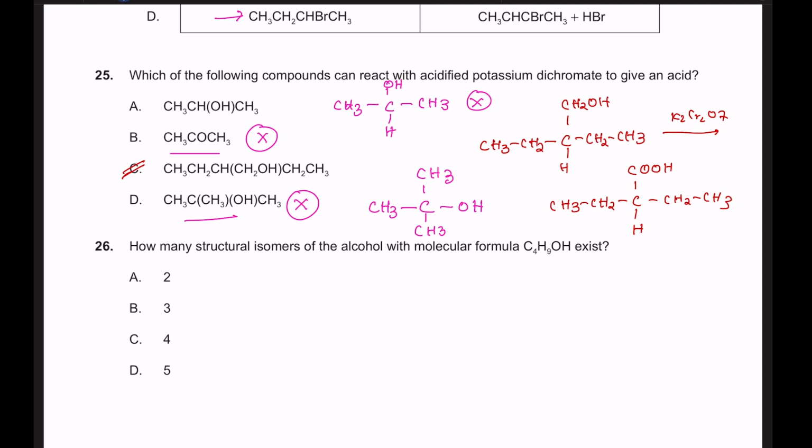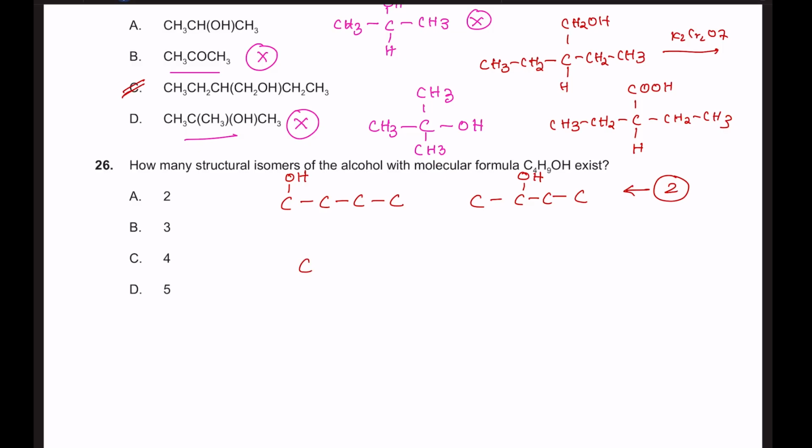26. How many structural isomers of alcohol with a molecular formula C4H9OH exist? Okay, let's try drawing them one by one. So first, 4 carbon atoms in a straight chain and OH on the first carbon. This is the first isomer or the basic structure. Then I can shift OH to the second carbon. So here, with 4 carbon atoms in the main chain, I can have 2 isomers.